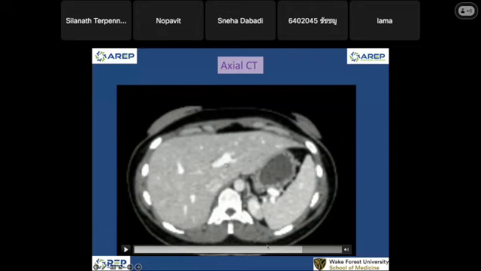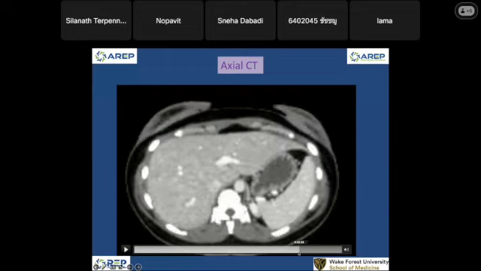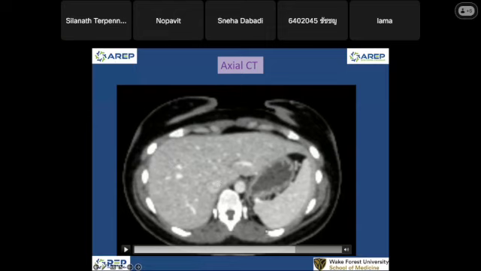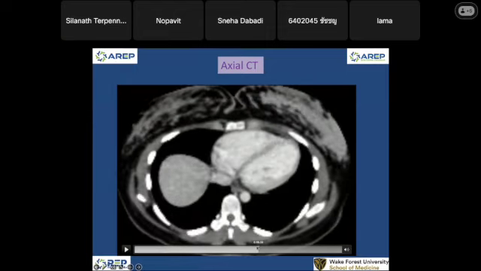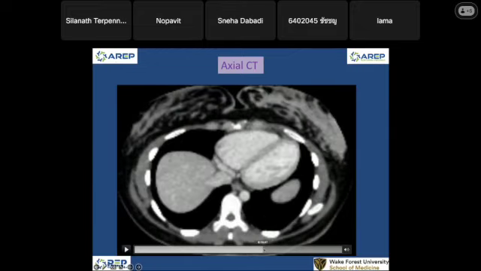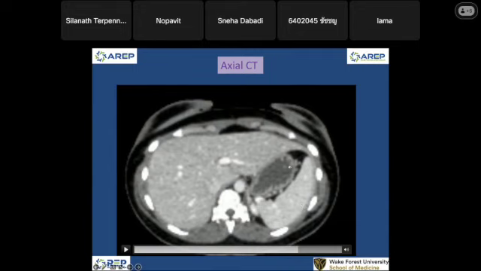Okay, this is my portal vein. Okay, this is the IVC, intrahepatic IVC. If you follow me, look at this guy. It will drain into the right atrium. See that? So SVC, IVC are draining into the right atrium. Okay, this is the spleen. This is the stomach.